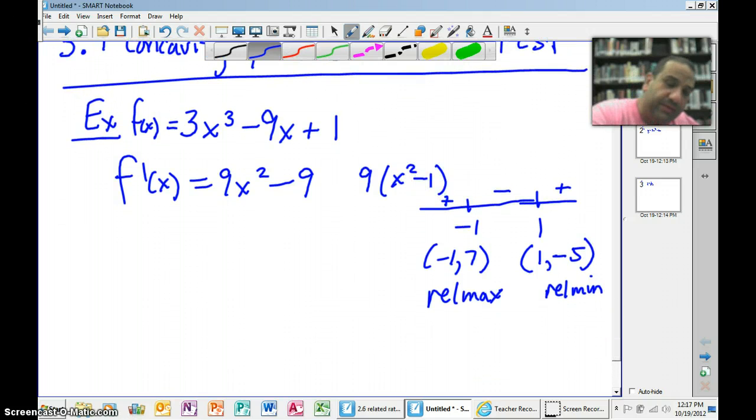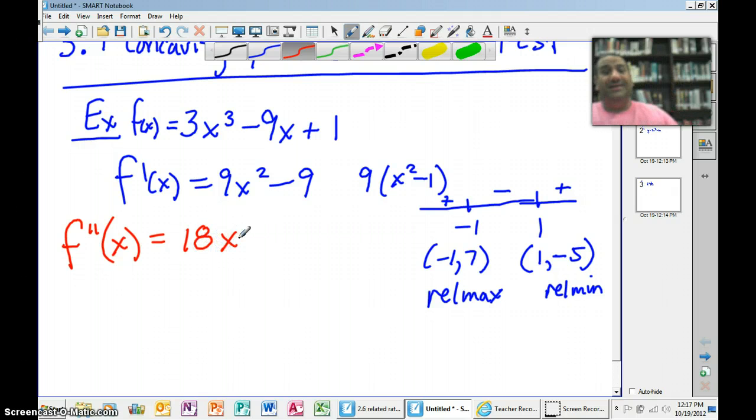Well, if we want to talk about the concavity, and this is new stuff, so I'll do it in red. I want to talk about the concavity of this thing. What we're going to do is take the second derivative. So to find concavity, we take the second derivative. The second derivative of this is just 18x. And then we're going to set that equal to 0.